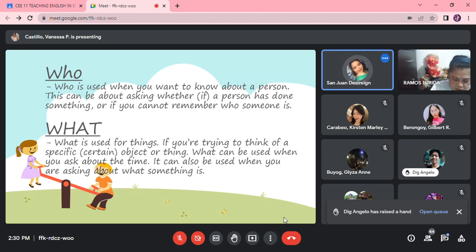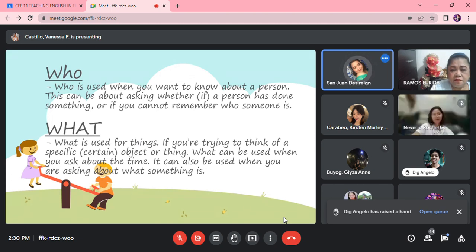Next is what. What is used for things. If you are trying to think of a specific, certain object or thing, what can be used. It can also be used when you are asking about what something is. So when we use the word what, it's asking for information specifying something. Next po.